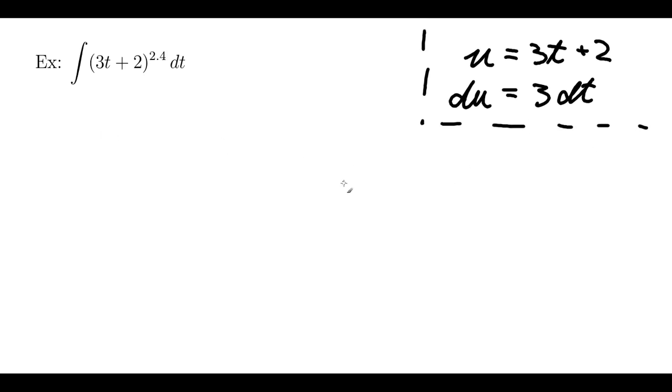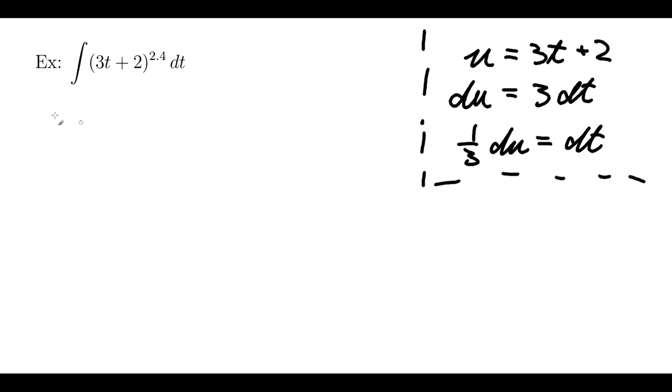And actually, I just realized I broke my own rule because I was going to show you how these would work. We don't have a 3 floating around on the outside, so let me go ahead and divide that out. So we have 1/3 du equals dt. Just to make that a little bit more explicit. Now we can come back to this integral and say, all right, we've got a 1/3 going on here. dt is replaced with a 1/3 du. So I'll have 1/3 of some stuff du.